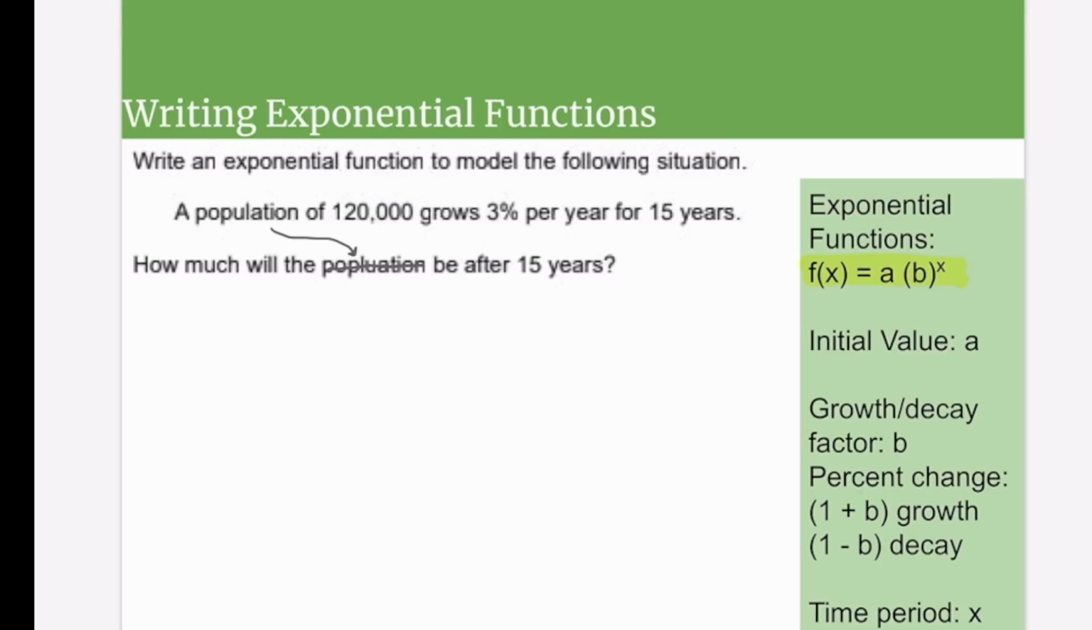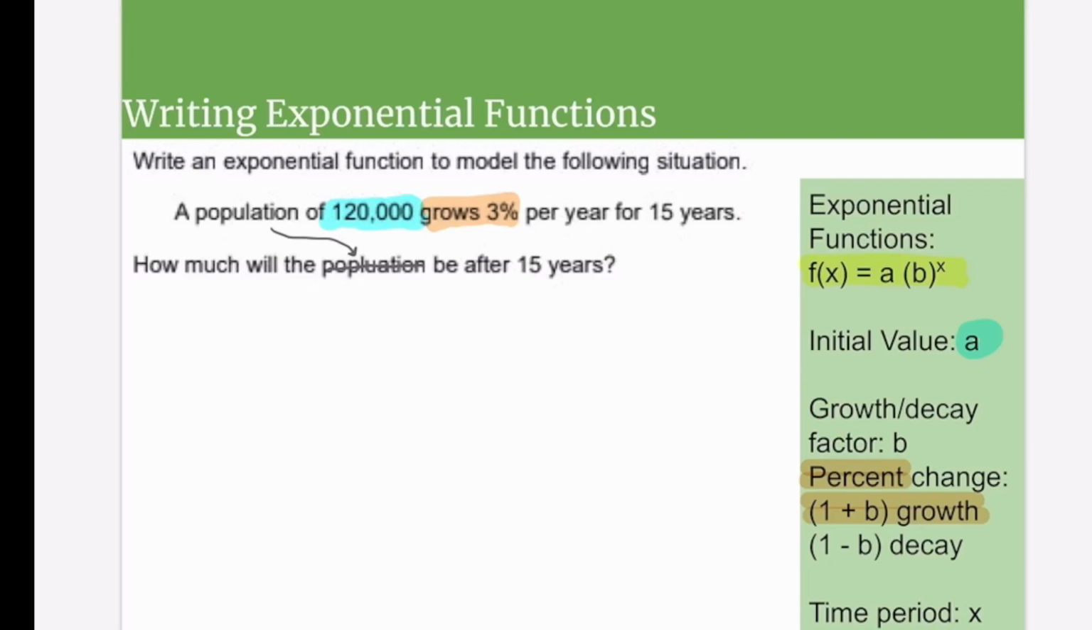Our initial value, a, in this problem is actually given by the population. It's starting at 120,000, and then it's going to grow from there. So, getting to the growth part, it's growing 3%. So our percent is what we're using to change it. And because it's growing, we're going to add 1 to that number.